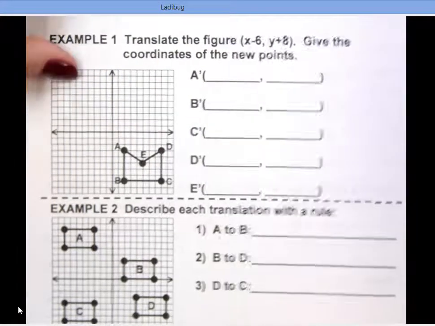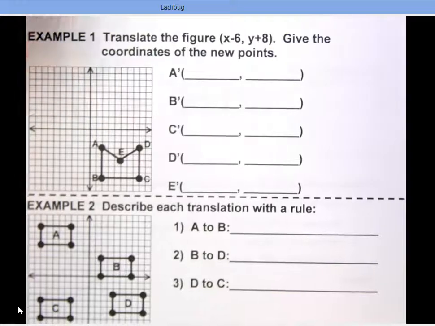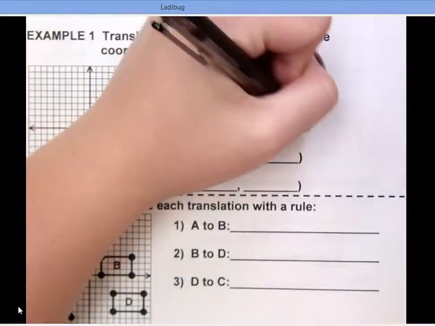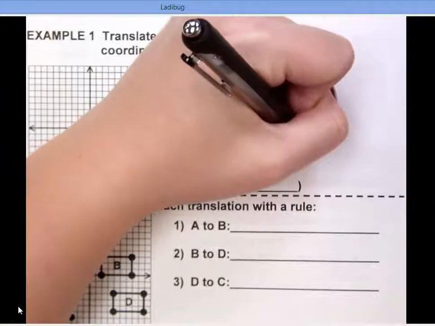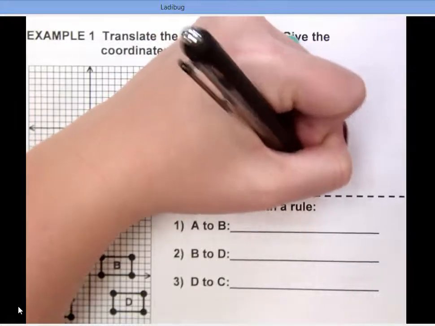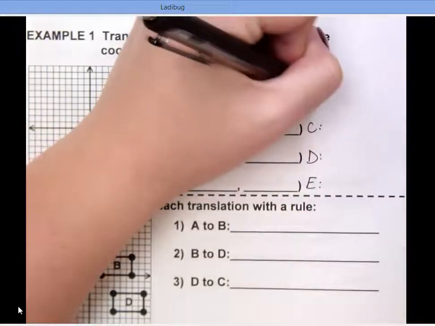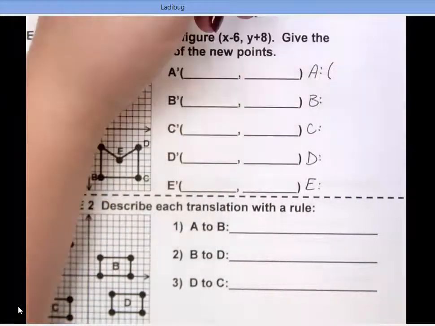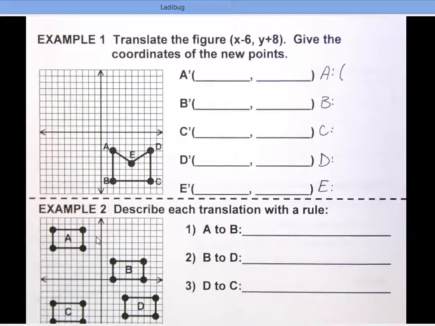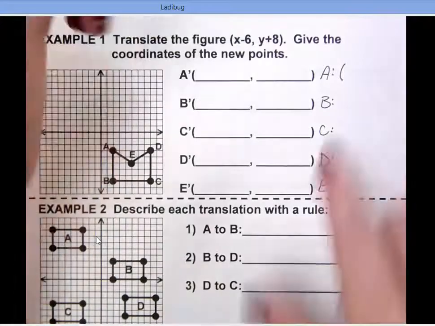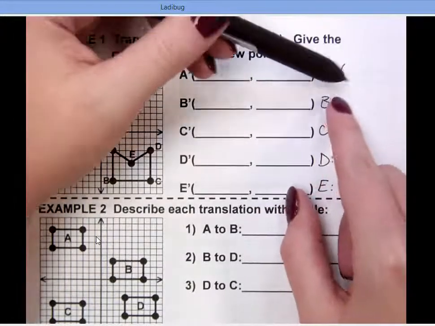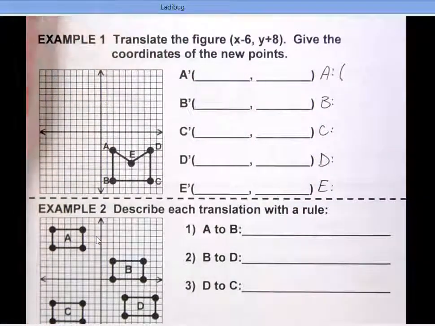Not too bad. What I'm going to do first is just write down the original points off to the side, because I think it is a lot easier to do that. Alright, so we are going to plot these points. So these are the original points. Notice it does not have a prime here. This is just A, B, C, D, and E.